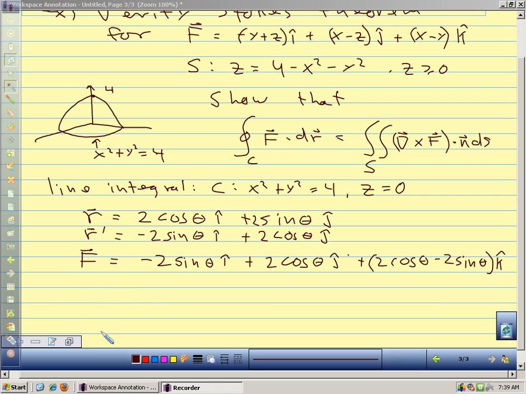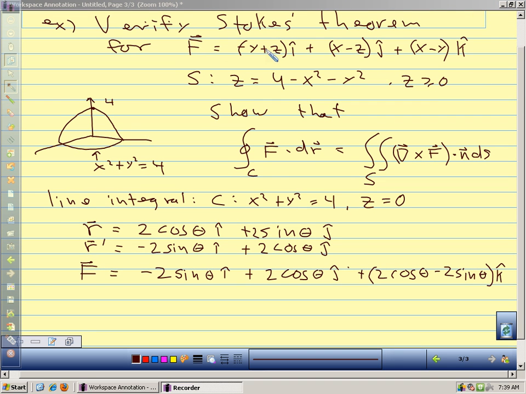What did you get for F? F is minus y plus z i. y is 2 sine theta, and z is 0 in the xy plane. So everywhere we have a z, we can just put 0. For our line integral, we need F dot r prime. F dot r prime, in this case, gives us 4 sine squared theta plus 4 cosine squared theta, which equals 4. So we have a nice line integral to evaluate.